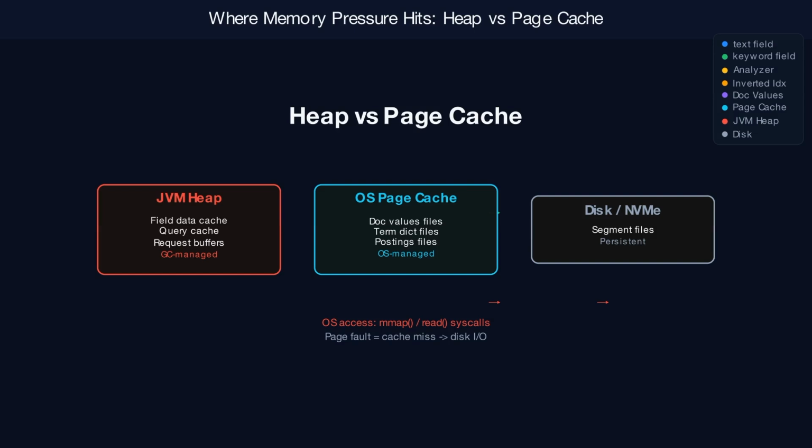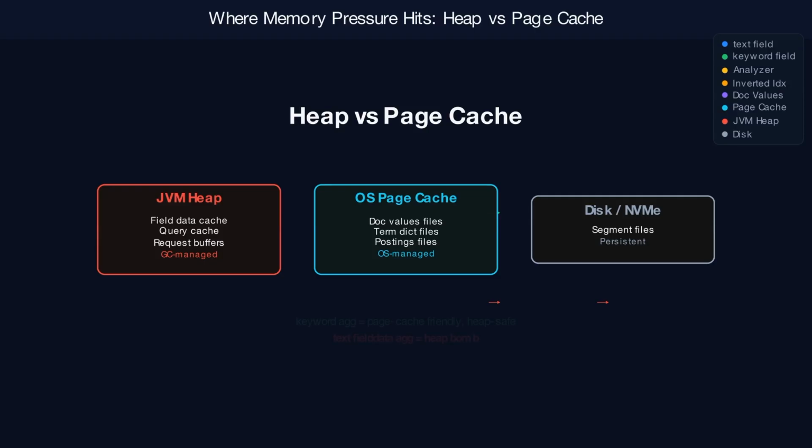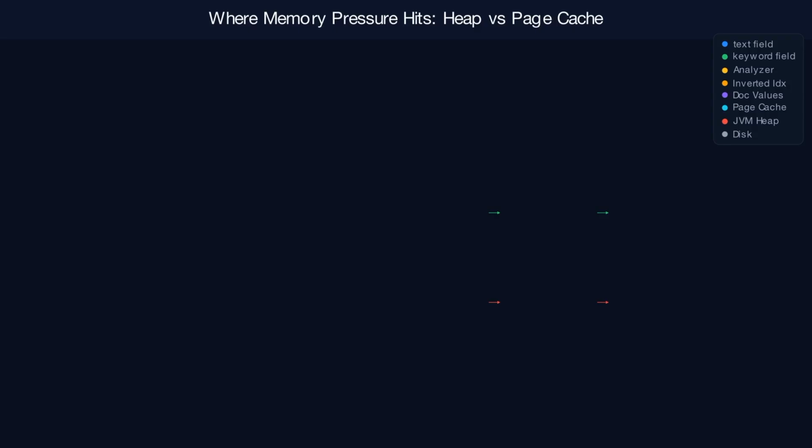But if you enable field data on a text field and aggregate on it, the analyzed tokens are loaded into JVM Heap memory. For a field with millions of unique tokens, this can consume gigabytes of heap, trigger aggressive garbage collection, and cause stop-the-world pauses that freeze your cluster. That is why operations engineers care about field types. A keyword aggregation is page cache friendly and heap safe. A text field data aggregation is a heap bomb waiting to go off.